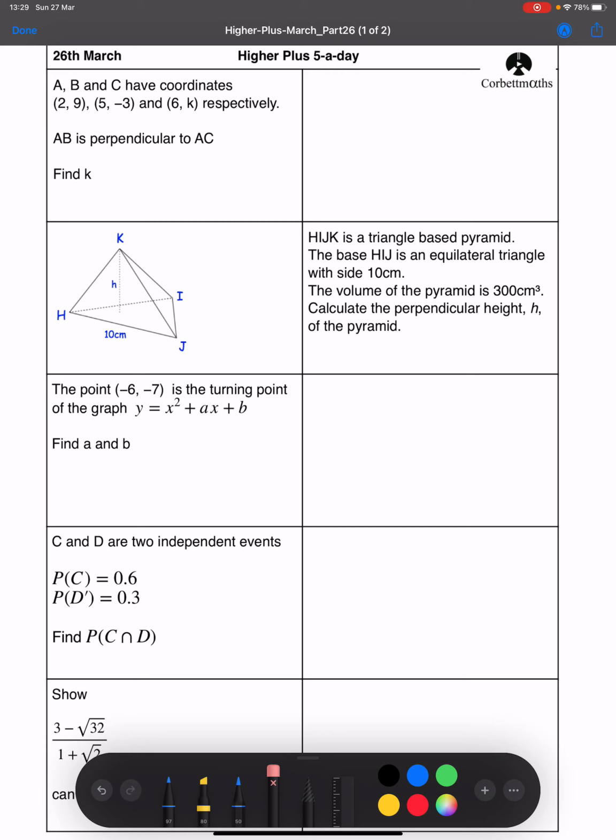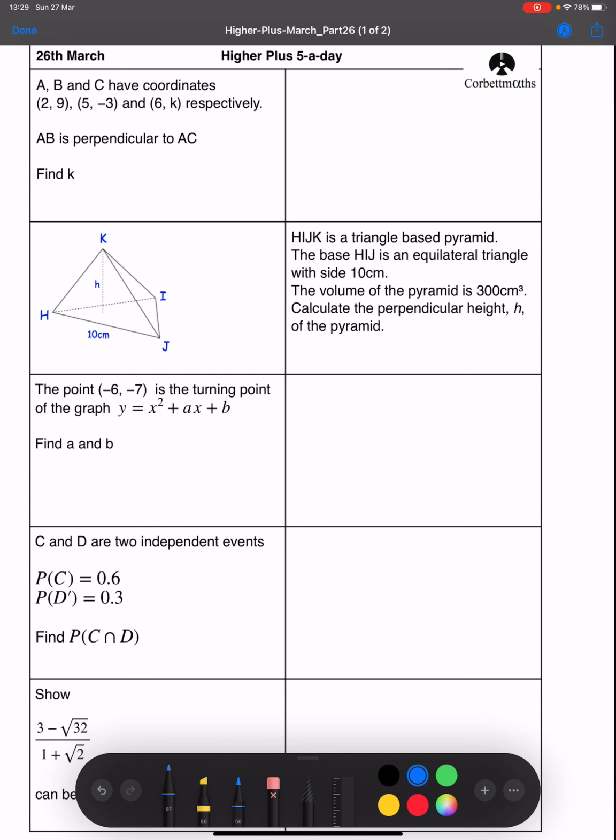So, first question, ABC have coordinates 2, 9, 5, minus 3, 6, k, respectively. AB is perpendicular to AC and we want to find k. Okay, so if it's perpendicular, that means the gradients are negative reciprocals, right? So that means gradients there.